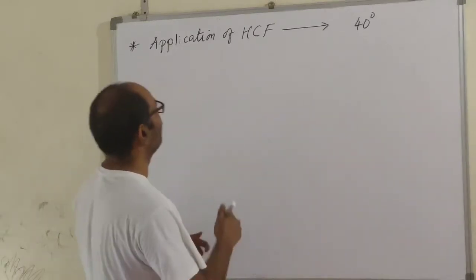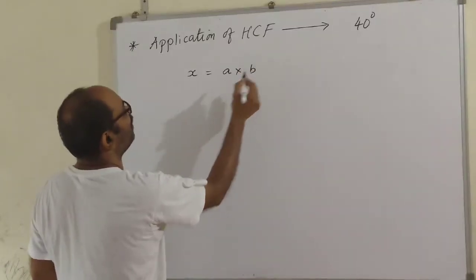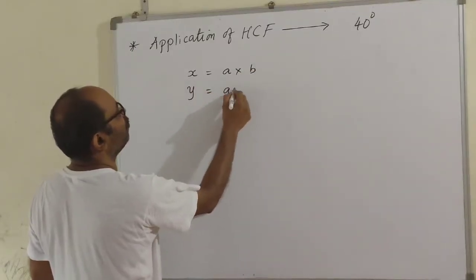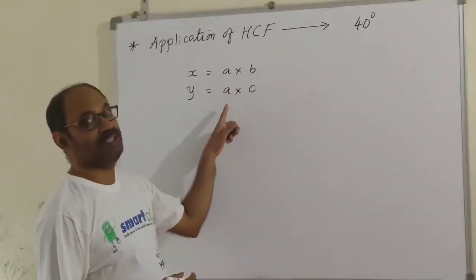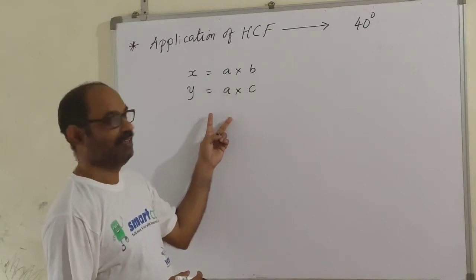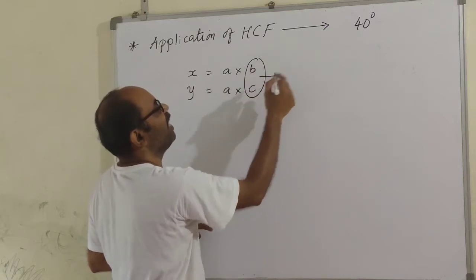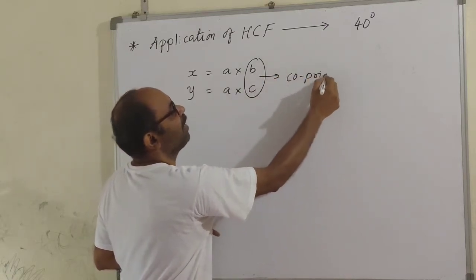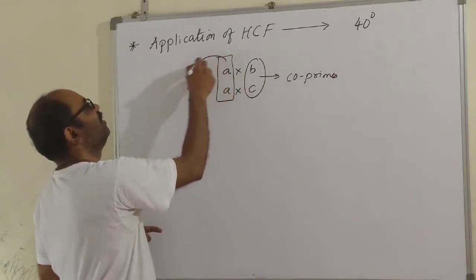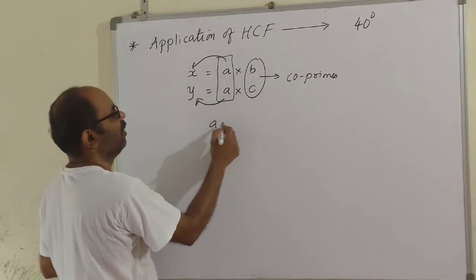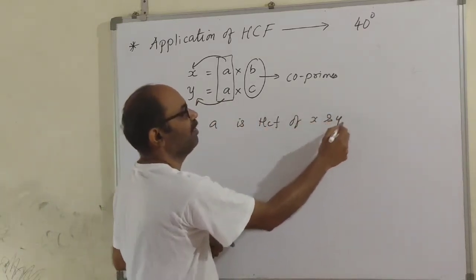In the previous video, you have already seen this. X is equal to A into B. Y is equal to A into C. If we come across this type of situation where we have two equations, well, here B and C are co-primes, and this is the highest factor which divides X and Y. So here you can say A is HCF of X and Y.